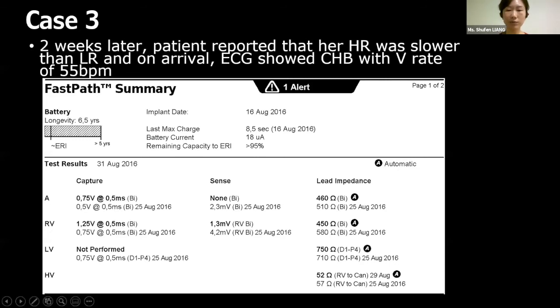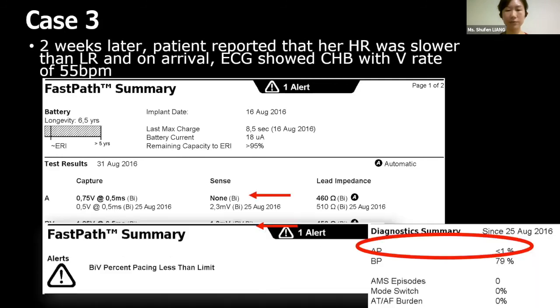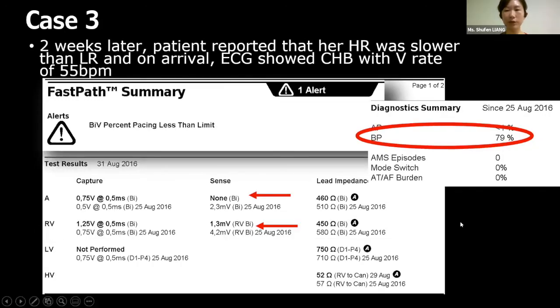And now you can see the capture is fine, but atrial no longer senses. Your RV sensing has also dropped to 1.3, which is very, very small. Impedance seems fine. Okay, BiV pacing has also dropped because of that.